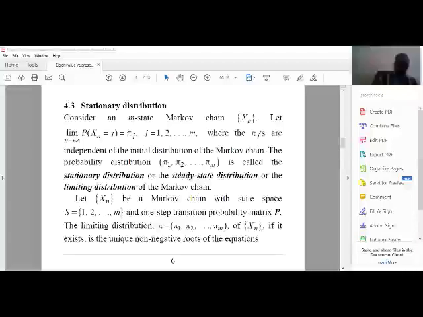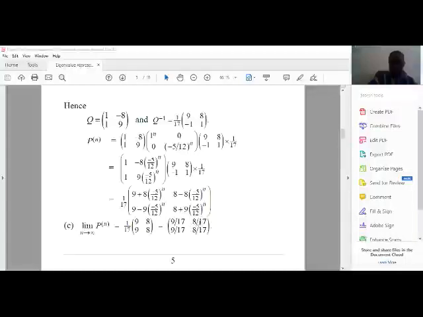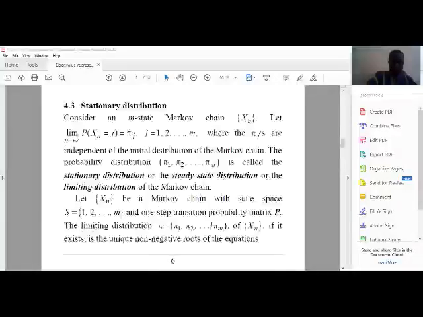So now we want an alternative way of determining this stationary distribution. With this one, first we have to determine the n-step transition probability matrix using the eigenvectors and eigenvalues. Then you find the limit as n approaches infinity, and that gives us the stationary or the long run distribution of the process. But there is an alternative way of determining those probabilities.